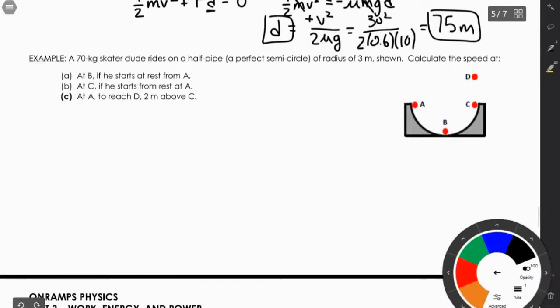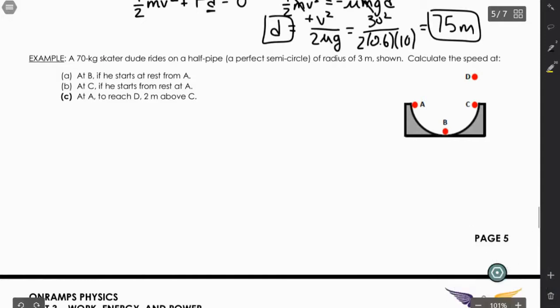All right, next question, the last one here in conservation of energy, is going to talk about a skater dude. You have a 70 kilogram skater dude who rides on a half pipe, which is a perfect semicircle of radius 3 meters, as shown. This is 3 meters. He's starting at 3 meters, going down and coming back up. Then we're going to calculate the speed at different points: at point B, point C, and point D.